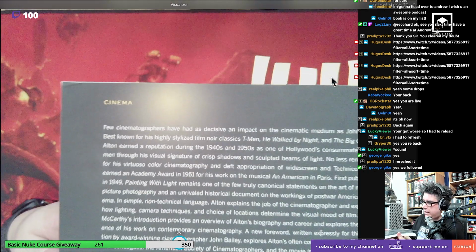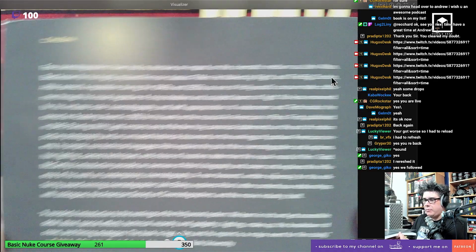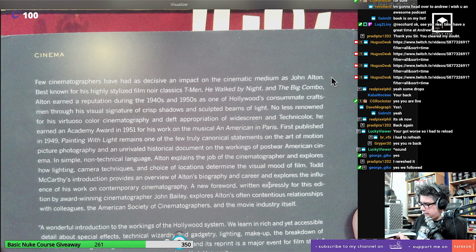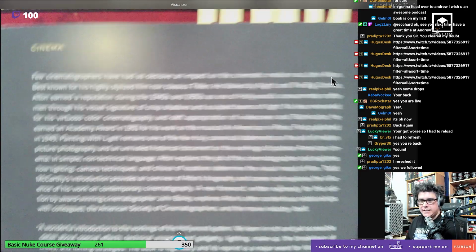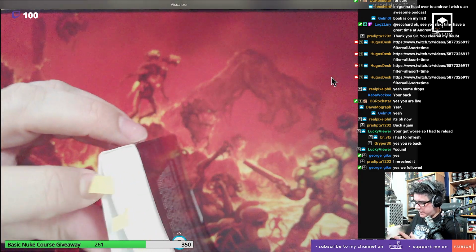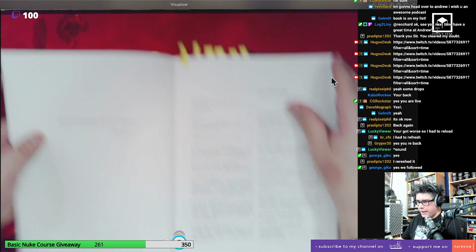Because he was probably the most recognized director of photography for film noir. So he's done so many films, he's won so many awards, and his filmography is so big. I'm not even going to waste my time trying to tell you this. But now this book, of course, is very dense. You probably shouldn't read it all in one go.